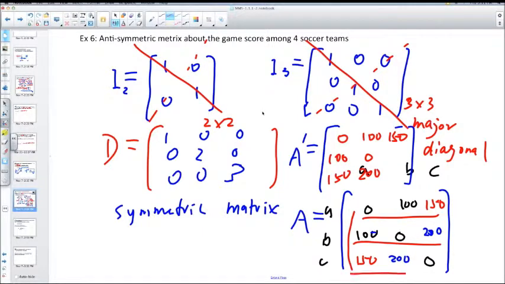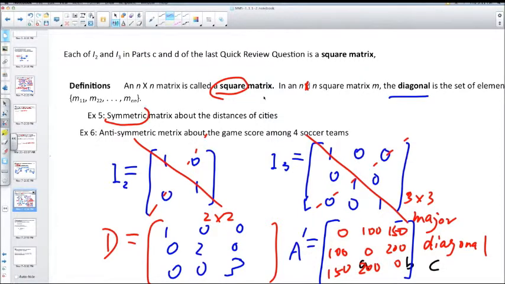Now the last row is the last column. You get a 200 and the 0. So what I mean is the transpose equals itself. That we call a symmetric matrix. Symmetric means the row and the column are exactly the same.